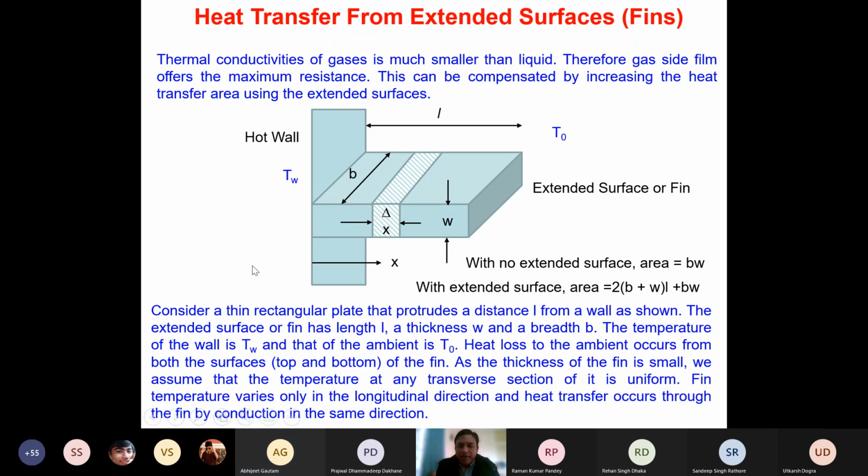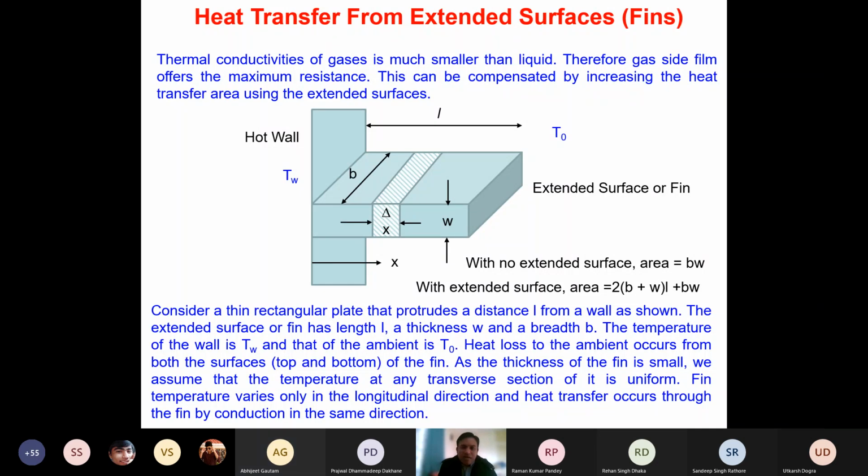Now let's look at the geometry. This extended surface has length L, and the ambient temperature is, let's say, T naught. The breadth of this rectangular fin is B, and the width of this rectangular fin is W. We are looking at the distance from this particular edge, so as we move along this direction, x is increasing. So x is the distance we are looking at from this base. The temperature of the wall is T_W. Is it clear? At least the geometry is clear.